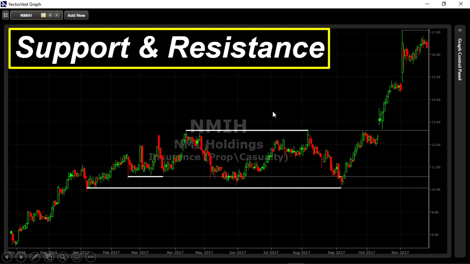Okay? Another very popular trading technique is to use support and resistance. One of the great things about the VectorVest tool is it has a way to automatically draw support and resistance lines for you. Let's take a look at what I'm talking about. Now, before we get too deep, what is support and resistance?